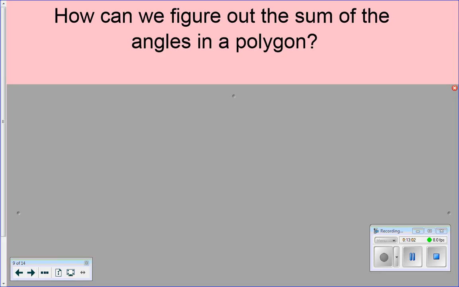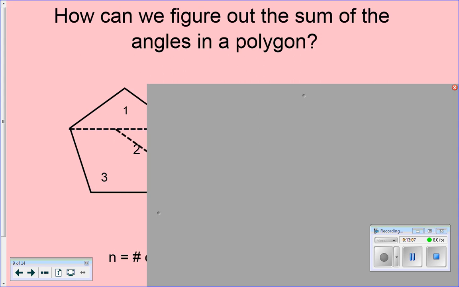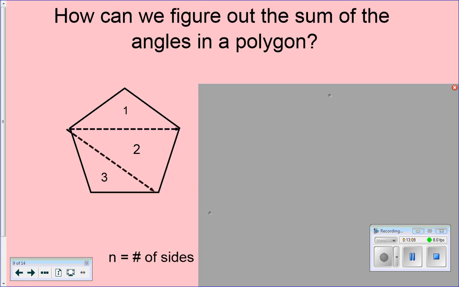So here I used a pentagon, I believe. Here's a pentagon. How many sides does a pentagon have? Five. Okay, five sides. I did just what I decided to do. I went back to the same vertex and I drew diagonals to every single vertex. How many triangles were there?